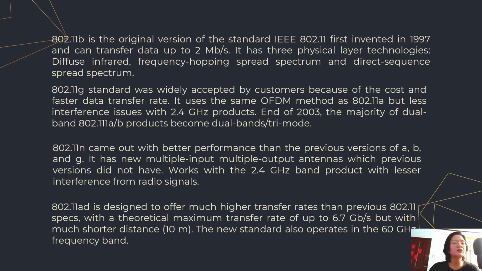802.11ad is designed to offer much higher transfer rates than previous 802.11 specs, with a theoretical maximum transfer rate of up to 6.7 gigabytes, but with a much shorter distance, which is 10 meters. The new standard also operates in the 60 GHz frequency band.